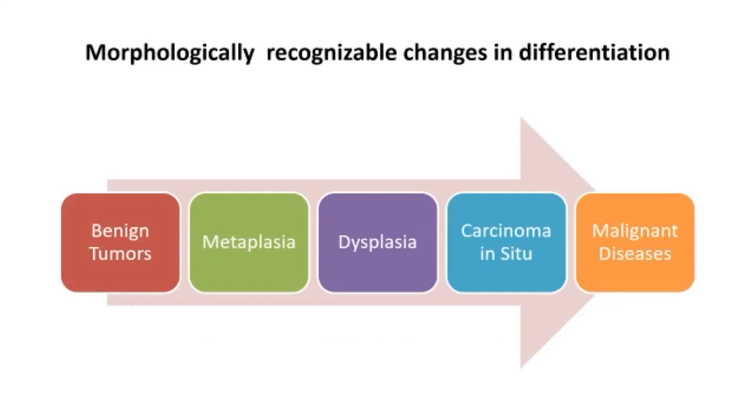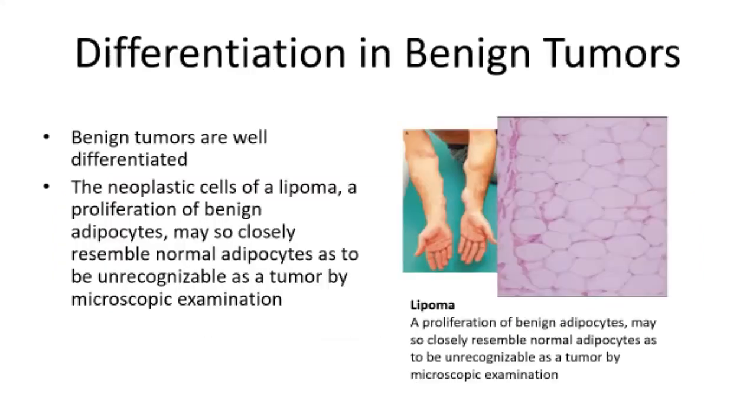There are benign tumors which appear exactly like normal cells, well differentiated tumors, and then there are malignant diseases which appear different. Between the benign tumors and the malignant disease, there are different stages. All these are either predisposed to cancer or are just precursors to malignant cells. The other stages we reach are metaplasia, dysplasia, carcinoma in situ, and the malignant disease. Differentiation in benign tumors is usually well differentiated.